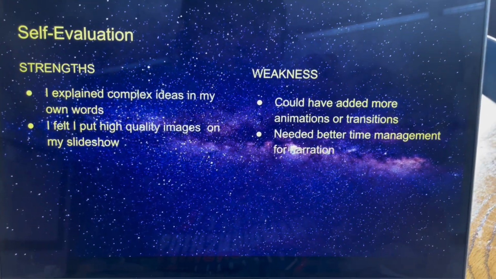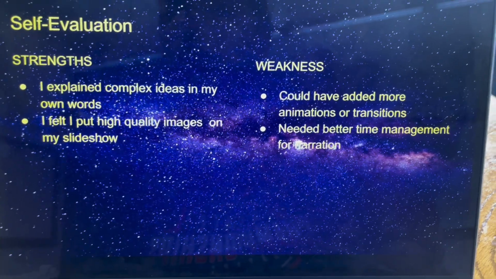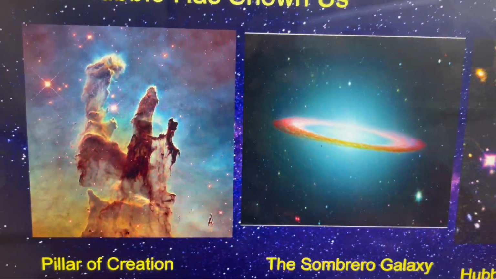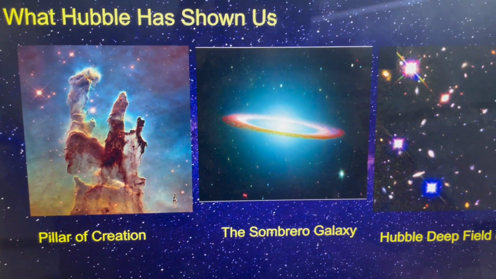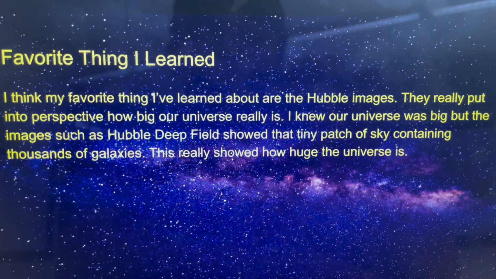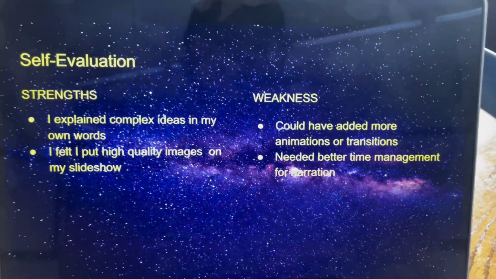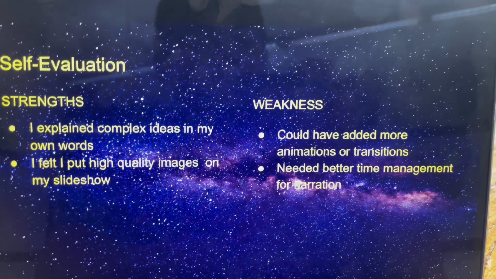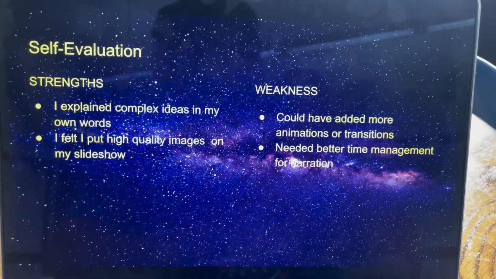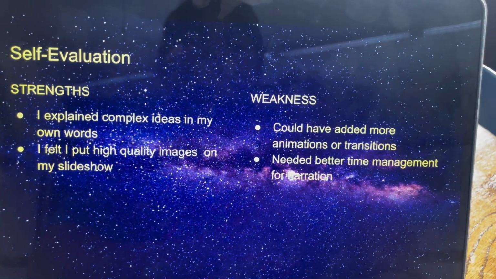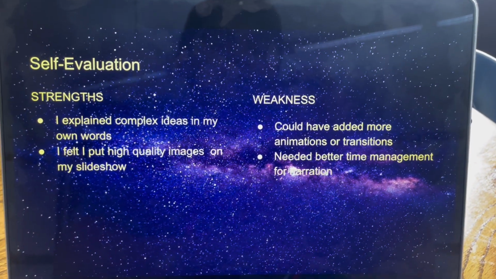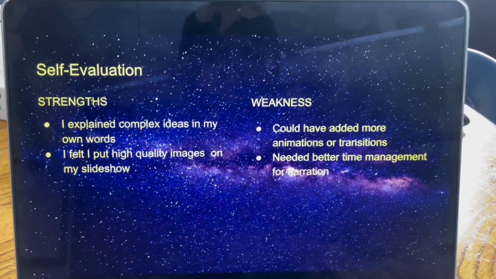And I felt like the images I chose on my slideshow were very high quality, such as the Hubble images. I feel like these images that I attached captured very well how great the Hubble is. And now some of the weaknesses: I felt like I could have added maybe an animation or more transitions to make this look cooler. And I needed better time management for narration. I feel like I'm kind of rushing myself when I could be talking more slowly and relaxed.